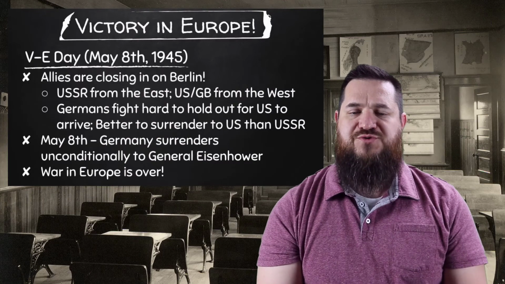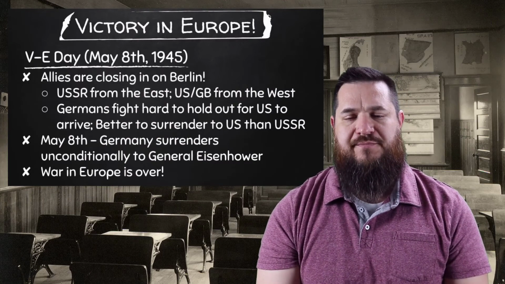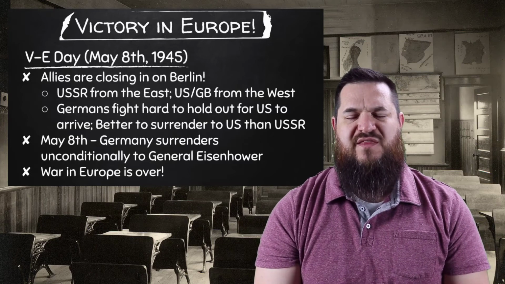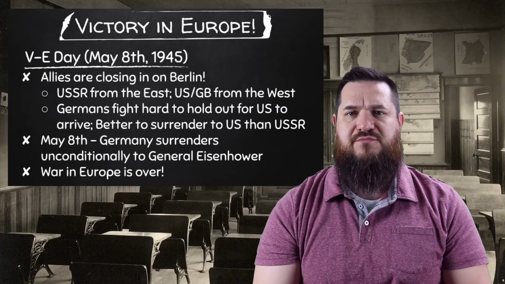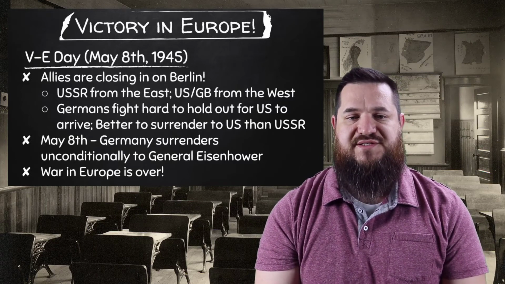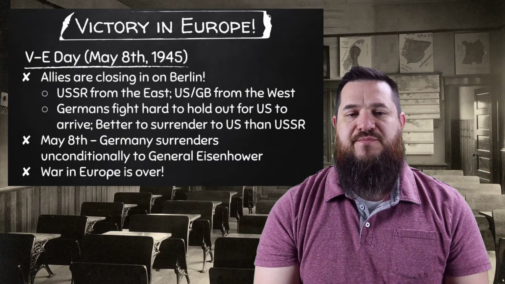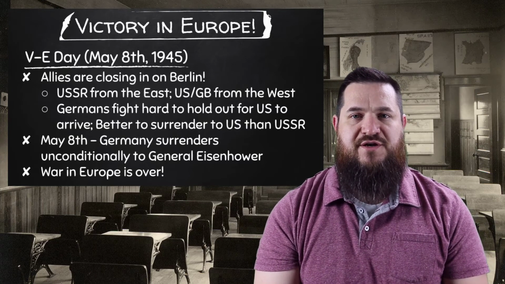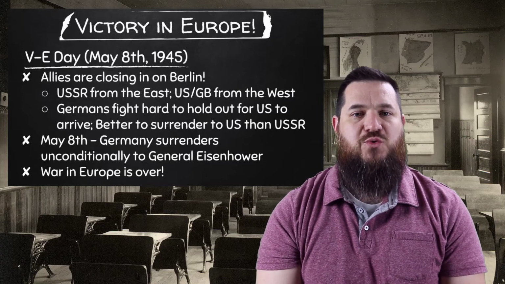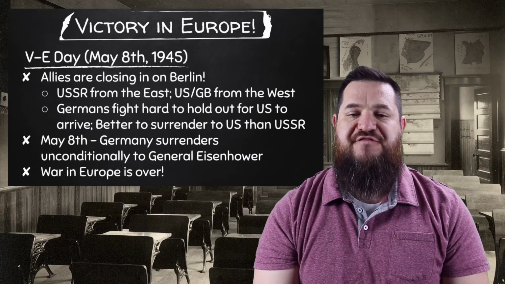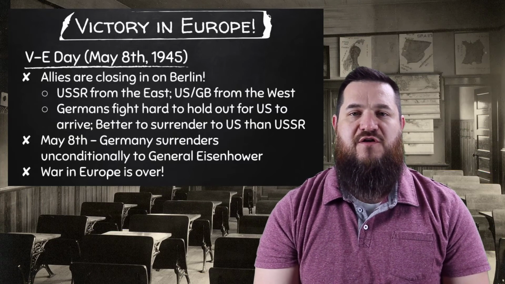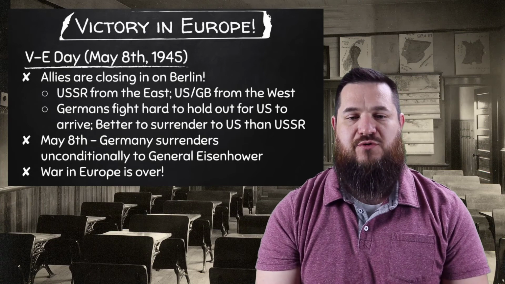The Allies were closing in on the capital of Germany, Berlin. From the east was the Soviet Union. They were kind of in the lead. They were going to reach Berlin first. The United States and Great Britain were coming from the west. When it came down to it, the Germans knew that if they surrendered to the Soviet Union, things would be bad. Like, really bad. So they fought very hard to hold out as long as they could for the United States and Great Britain to arrive.